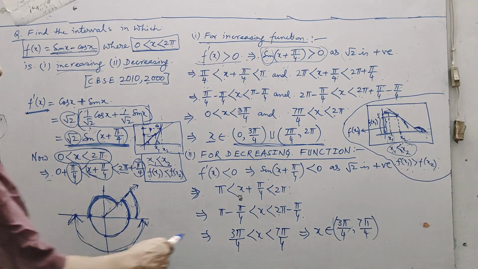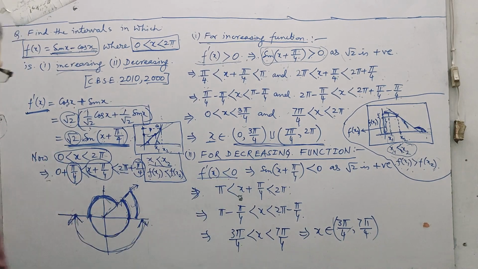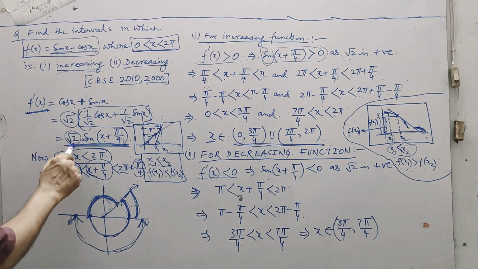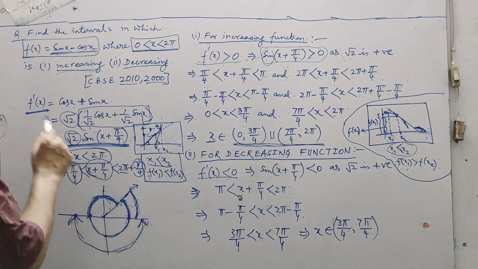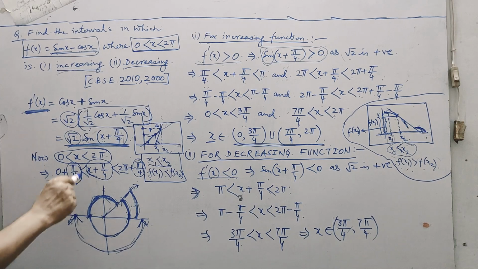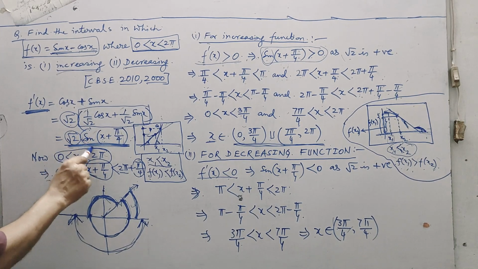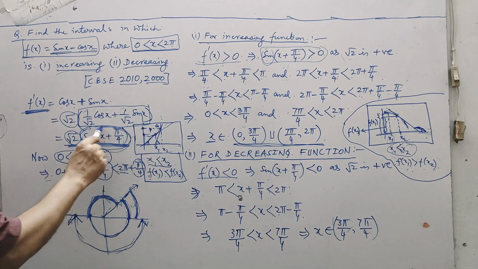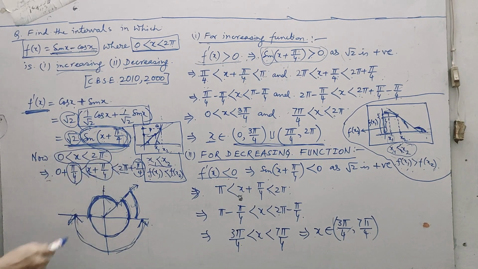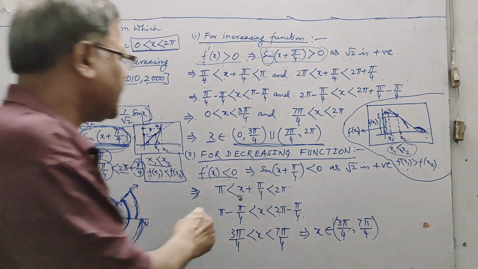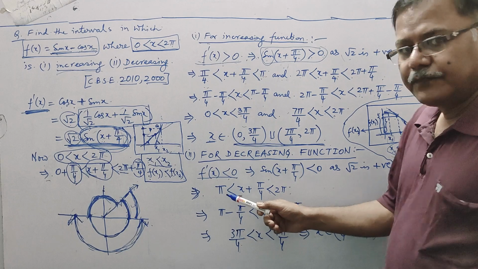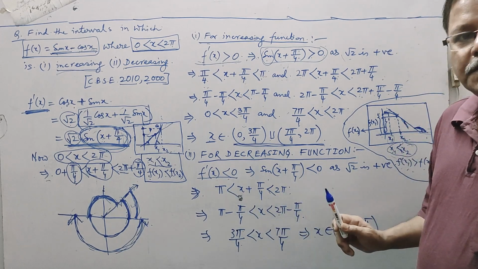Now for the decreasing function, f dash x must be less than 0, and as f dash x was nothing but root 2 into this much, and root 2 is always positive, for this particular value to be less than 0, this must be less than 0. That means this must be negative, and that is negative only if x plus pi by 4 is lying from this point up to this point. That means it is greater than pi and less than 2 pi. That is what I have written over here: x plus pi by 4 should be greater than pi and less than 2 pi.